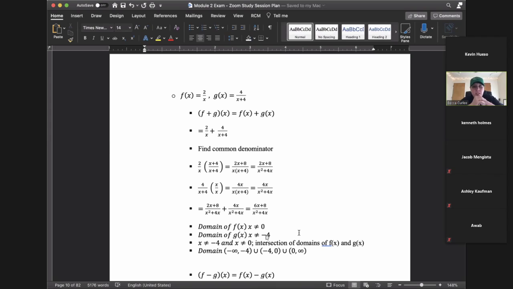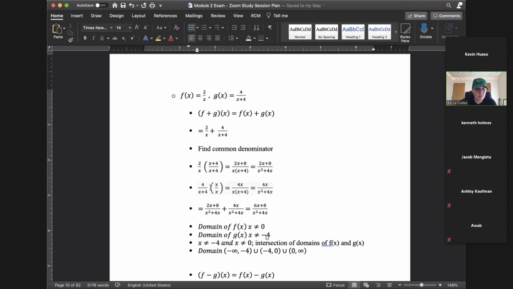So f plus g of x, we're adding fractions here, so we have to find a common denominator to be able to add them. So the easiest way is to just take this denominator here, this x plus 4, and multiply it by the 2 over x so that we can get a common denominator. You take the 4 over x plus 4 and multiply it by x over x. So you get a common denominator of x times x plus 4. So you've got 2 over x times x plus 4 over x plus 4 gives you 2x plus 8 over x squared plus 4x.